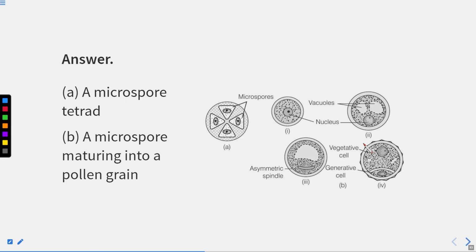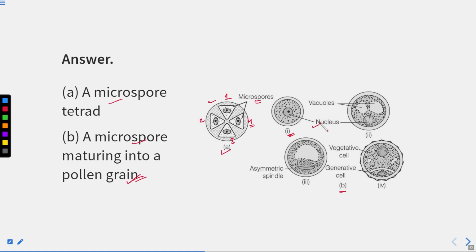So this is an image showing you first a microspore tetrad. Here you can see in the image A, 4 microspores. This is 1, 2, 3 and 4. These are 4 microspores that are arranged in a tetrad. That's why we call it a pollen or a microspore tetrad. And then as the anther matures and dehisces, each microspore forms the pollen grain. So here in the image B, you can see a microspore maturing into a pollen grain.